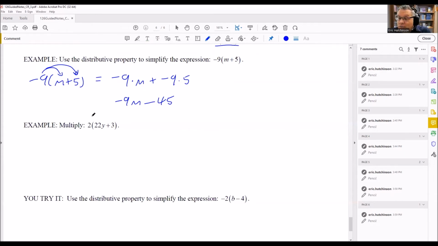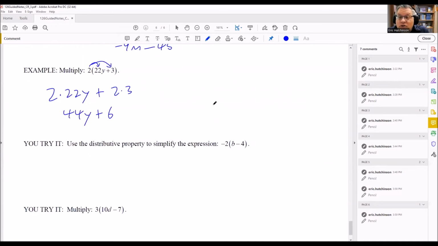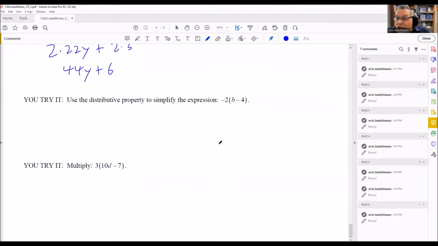Let's try another one. This one here, I'm going to do the same thing. I'm going to multiply the 2 by the 22y and the 3. So it'll look like 2 times 22y plus 2 times 3, just like that. So 2 times 22 is going to be 44y plus 6, 2 times 3. I should mention that none of these are like terms. That's why I can't do any more with these, because you have a variable and a regular number. Those are not considered like terms. That's why we can't combine those together any further.